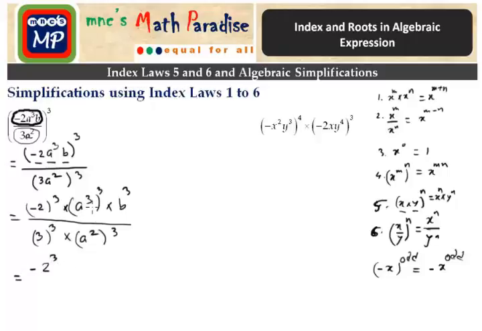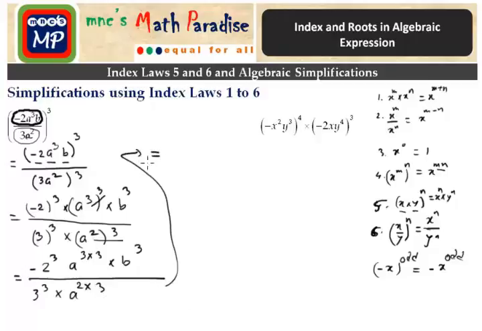And then a cube to the power 3: power on power, according to formula 1, will be multiplied. So a to the power 3 times 3, this 2 power is multiplied, times b to the power 3, divided by 3 to the power 3 times a to the power 2 to the power 3. So power on power will multiply, so a to the power 2 times 3. Taking this calculation, we get minus 2 to the power 3; 2 to the power 3 is 8, so minus 8. A to the power 3 times 3 is a to the power 9.